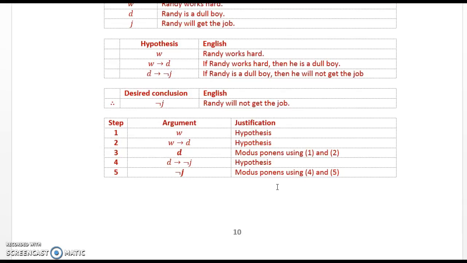Step 1, W, that's a hypothesis. 2, W implies D, that's another hypothesis. 3, D, modus ponens using 1 and 2. 4, D implies not J, it's a hypothesis. 5, not J, modus ponens using 3 and 4.